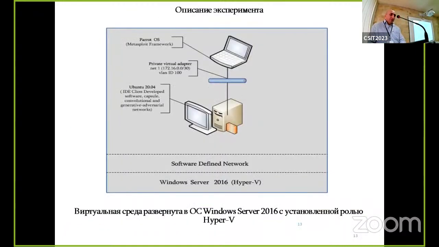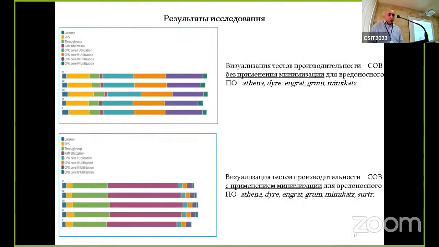Это первая модель, сейчас она уже функционирует на реальной сети. Это первичная модель, где мы проверяли в операционной системе Windows Server 2016 в среде Hyper-V: развернута виртуально программно определяемая сеть. Что получили на выходе в результате исследования? Вот результаты тестов. Первый верхний тест – без минимизации, второй – с минимизацией.